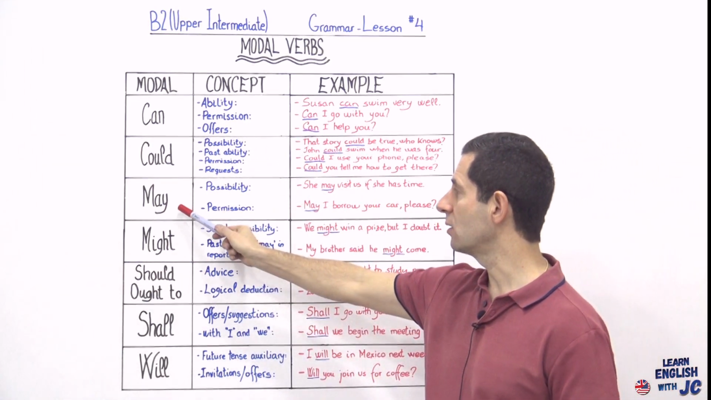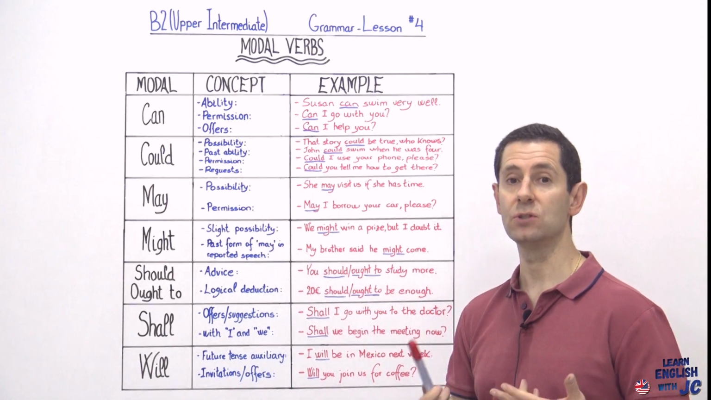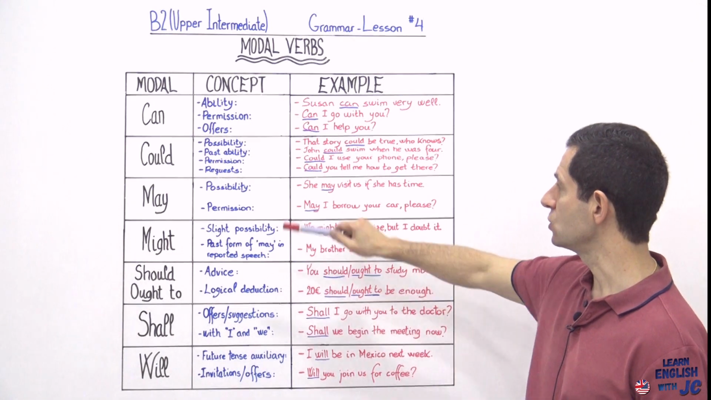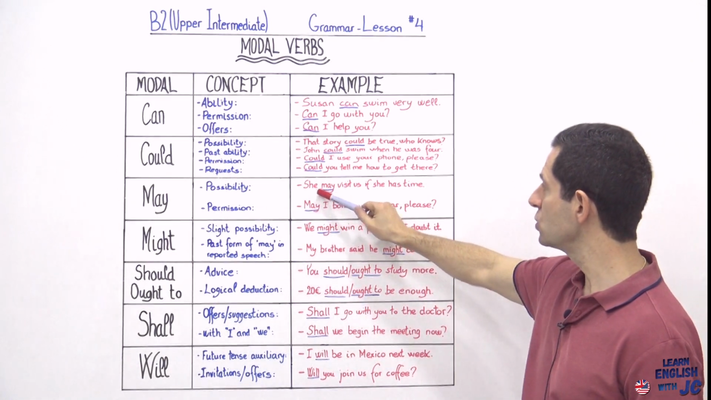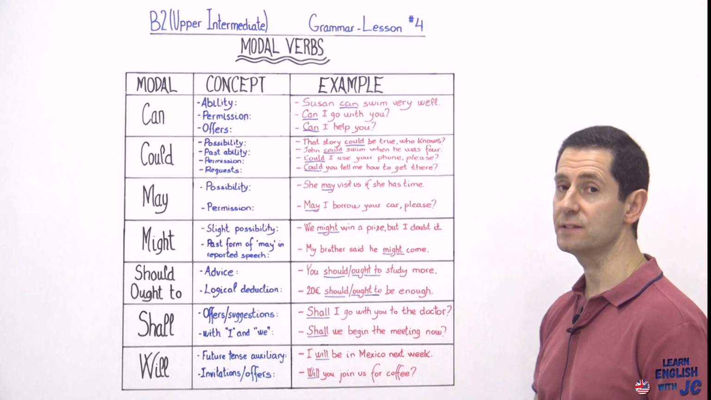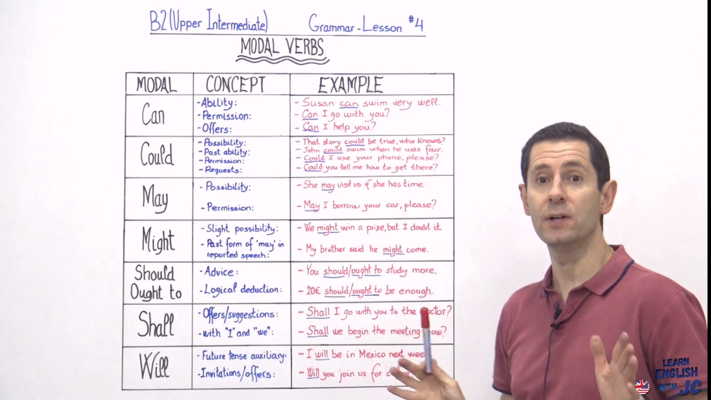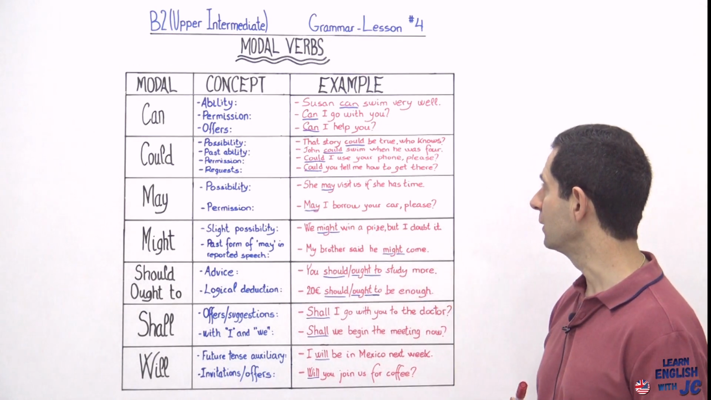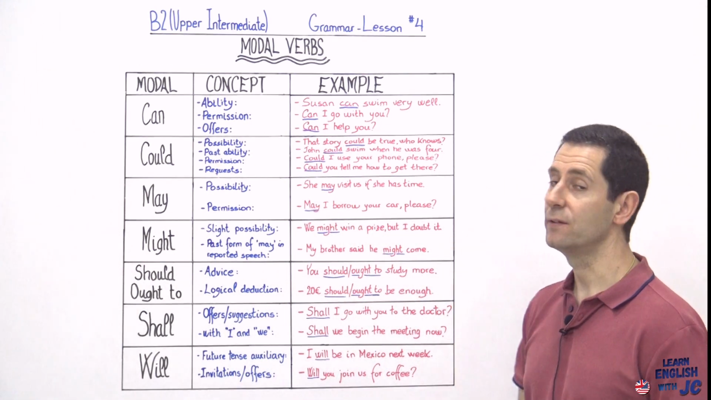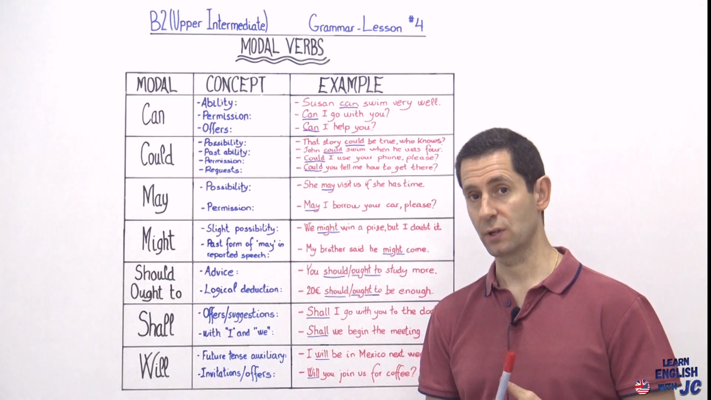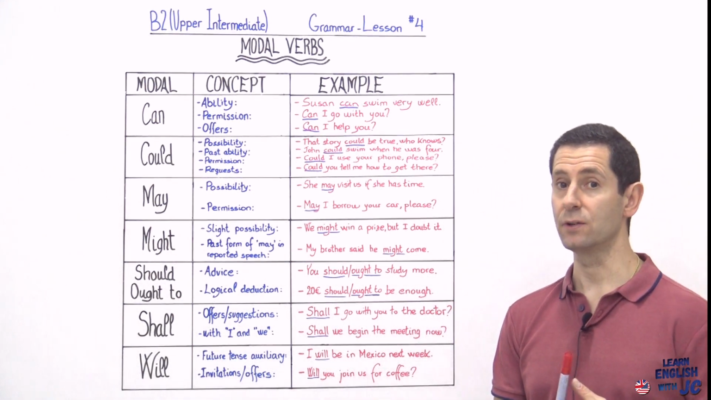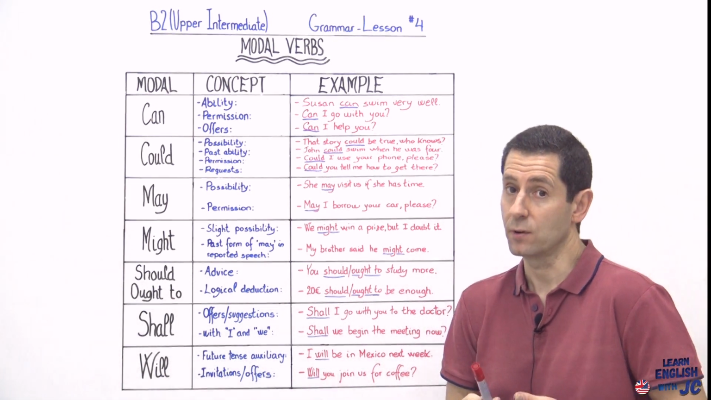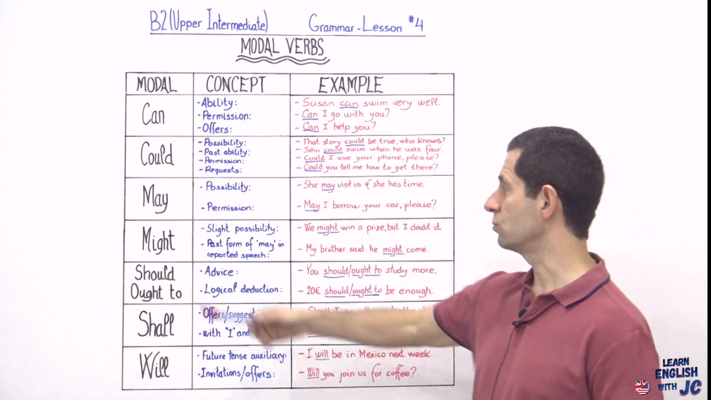Let's move on to may. May is used in 2 situations, 2 circumstances, possibility and permission. Let's see an example with each. Possibility. She may visit us if she has time. It's a possibility. Maybe she will have time, maybe not, but she may visit us. Permission. May I borrow your car, please? Now, this is a more formal permission. When you don't know if the answer is going to be yes or no, you use may. Or if you don't know the person very well, you don't know the outcome of the question, you use may, permission.